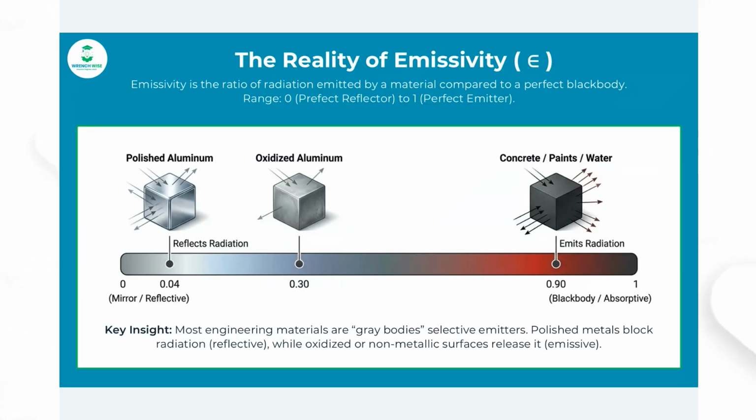So on the far left, we have polished aluminium. Aluminium has an emissivity of 0.04. This is polished aluminium. It is terrible at releasing its own heat energy. It traps heat inside. On the far right, we have materials like concrete, paint, and water. These have an emissivity of 0.9 or higher. They are extremely efficient at dumping heat into the environment.